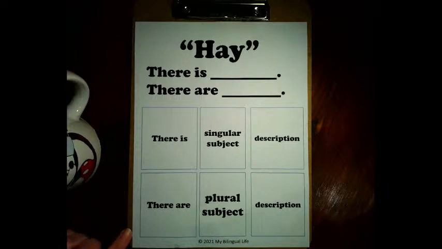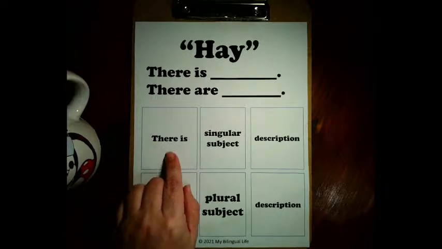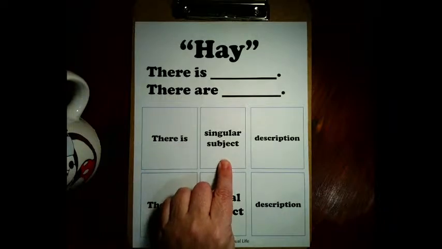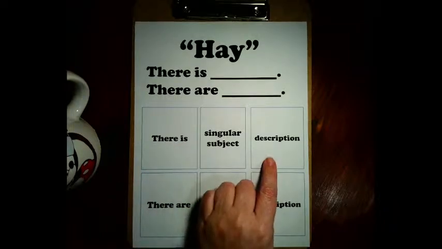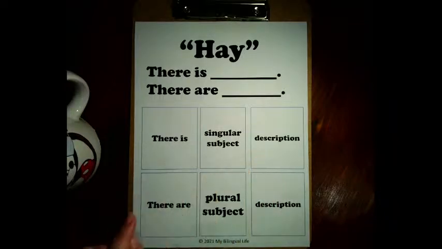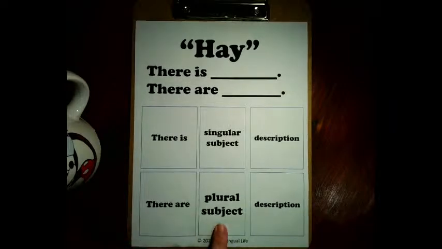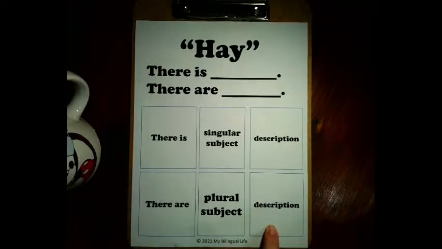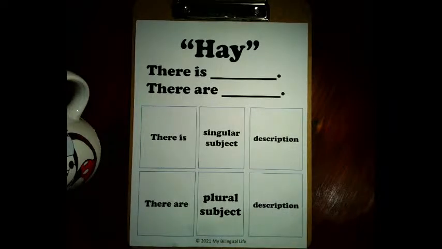So when you're doing the sentences in the positive, you're going to have "there is" if you have a singular subject, and you can add a description. You might have "there is" or "there are" with a plural subject and a description. So you could say, "there is a dog," or "there are some dogs outside." If you need some more examples, look back in my channel, and we've had several lessons on this. So this is just a quick review.